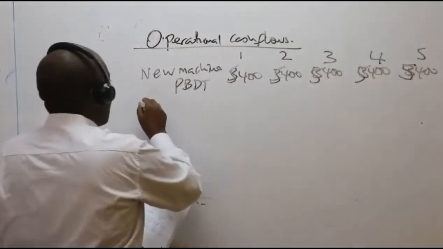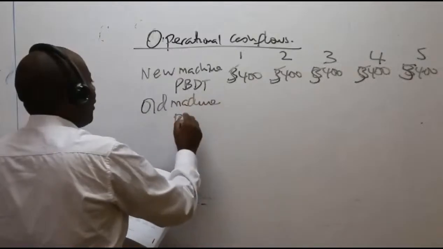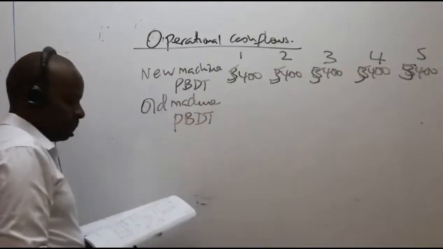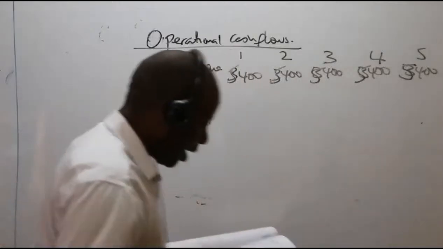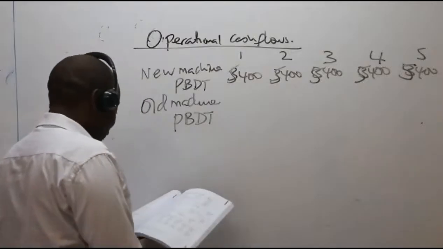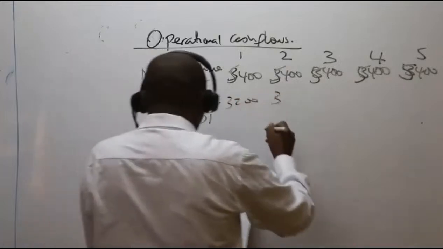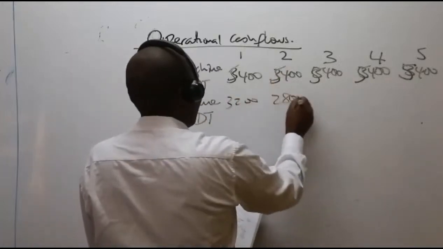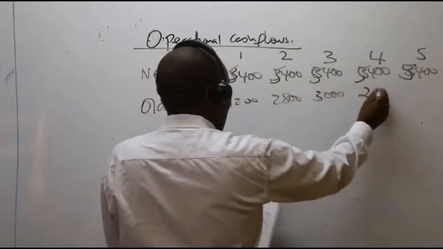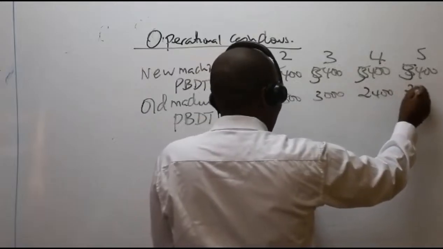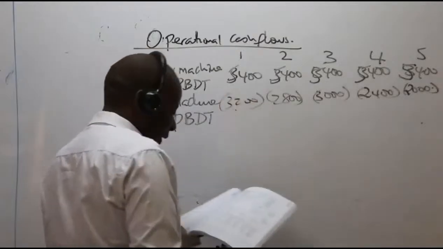So, ladies and gentlemen, come here and give us the old machine, profit before depreciation and tax. What figures do we have? So I can see them vividly. The first year, we have 3,200. Then 2,800. The other one is 3,000. We have 2,400. We have 2,000. So please subtract for you to get that incremental PBDT.